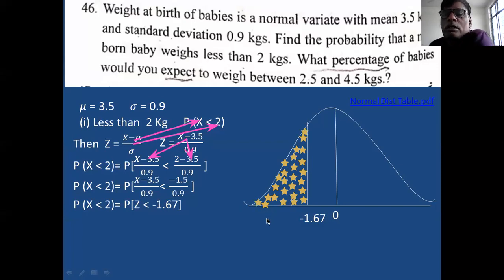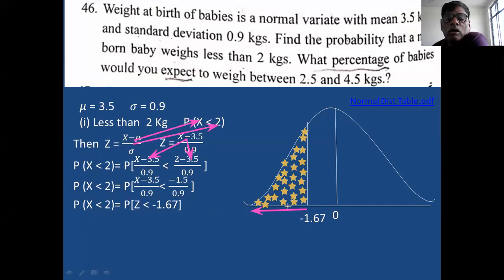Like this, you mark the area. This is the less than area. Now you see here, your area required. This is the area required, which means minus 1.67 to minus infinity. Here is the minus infinity. The last end is minus infinity.